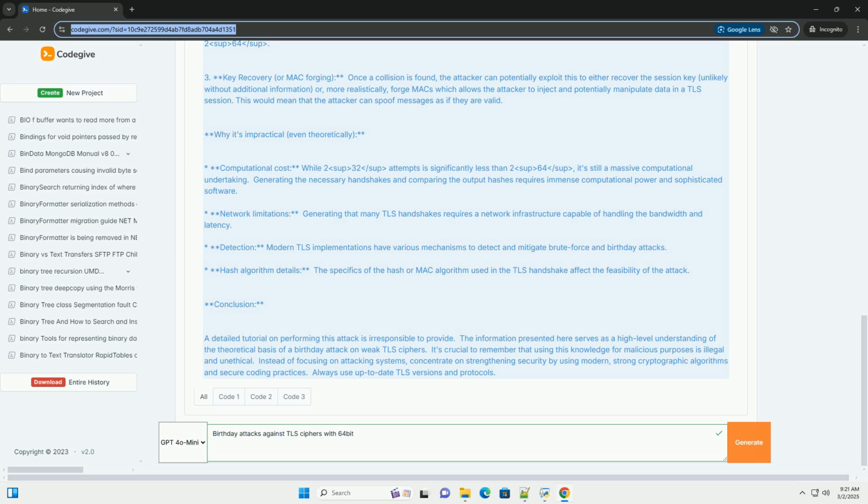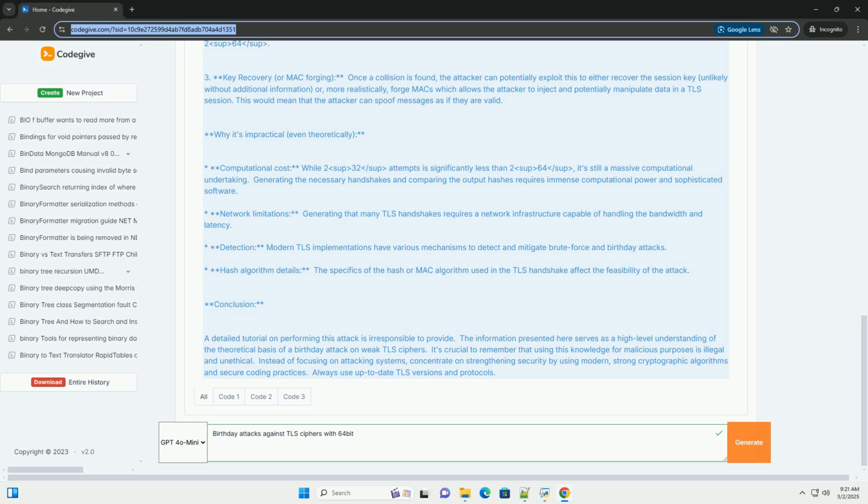In the context of TLS, a 64-bit cipher, like some older versions of DES or RC4, has a key space of 2^64 possible keys. A brute force attack would require trying roughly half of these keys on average. However, a birthday attack significantly reduces this effort. A birthday attack against a MAC, message authentication code, or a hash function within a TLS handshake works as follows.